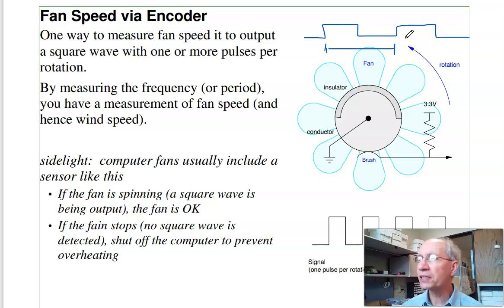Kind of a sidelight, this is how computer fans work. That third sensor is your speed sensor. If the fan is stalled, you get no square wave out. If there's no square wave out, you know the fan's not running. Shut down the computer because it's going to overheat. For our purpose, we just want to know how fast the fan's spinning.